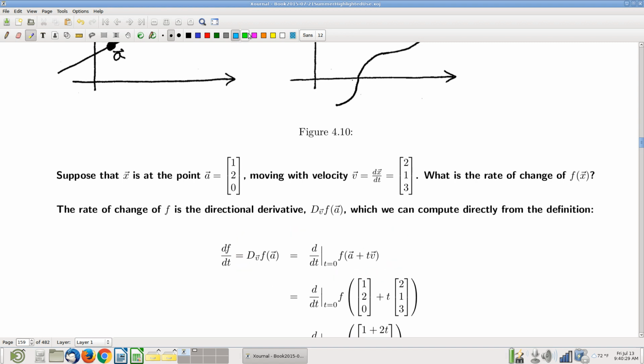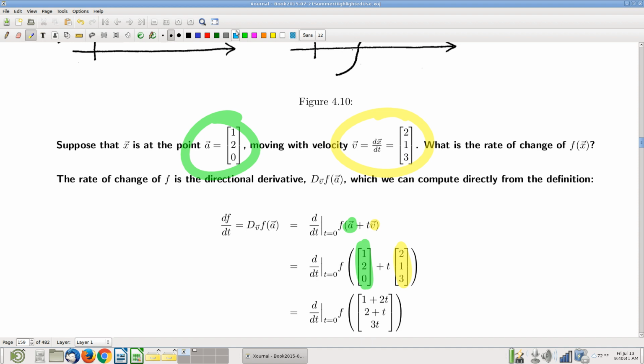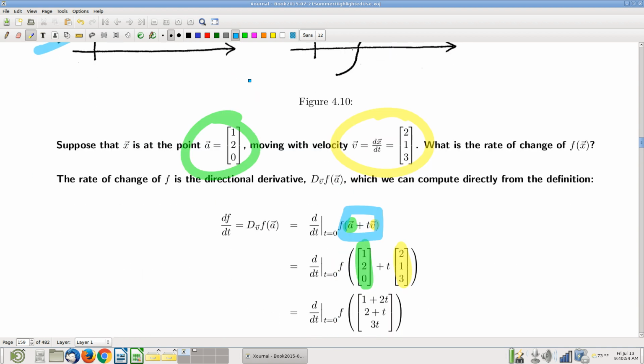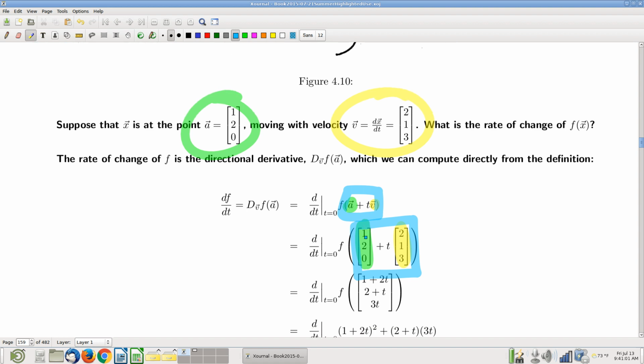So let's do that. This point A is that. This velocity vector V is that. That means that the parametric curve, the input parametric curve, A plus TV, this parametric line that we have here in the domain, is given by this formula. There's the A, there's the V, there's A plus TV. Multiply it out, combine terms, there's the input parametric curve right there.